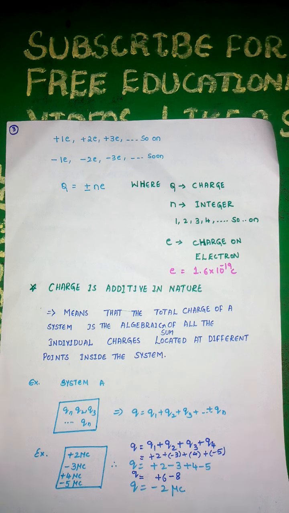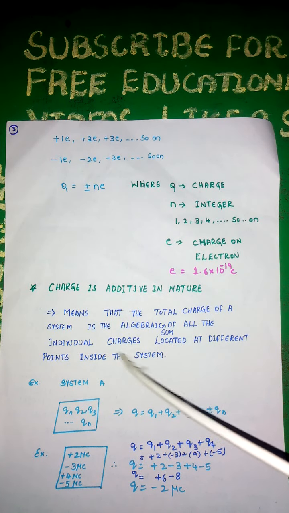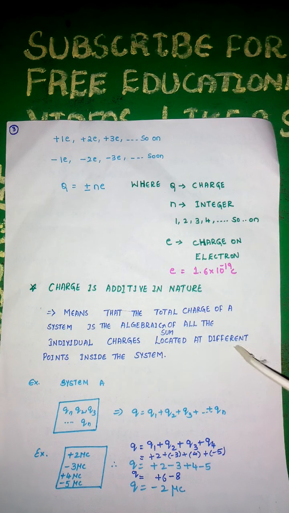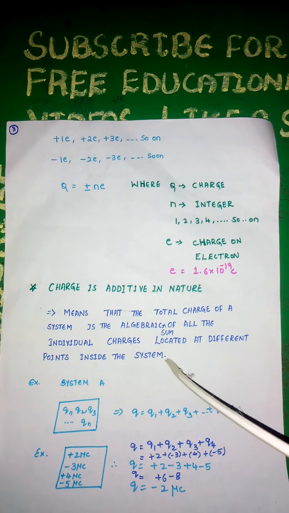Coming to the next property, charge is additive in nature. What do we mean by additive? As usual, just as we add numbers in algebra, in mathematics, we have to add the charges in the same way. Charge is additive in nature means that the total charge of a system is the algebraic sum of all the individual charges located at different points inside the system.